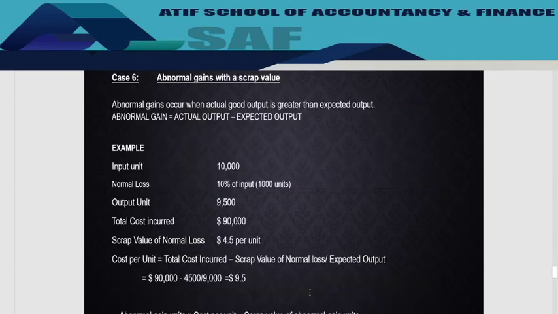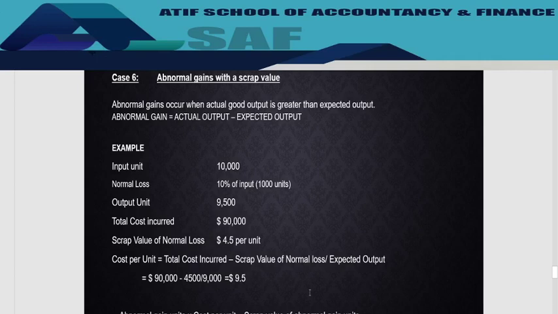Sixth case is abnormal gains with a scrap value. Abnormal gains occur when actual good output is greater than expected output, and the difference is said to be abnormal gain. For example, input units are 10,000, normal loss is expected as 10% of input, meaning 1,000 units, so the expected output should have been 9,000 units. But in this case, the output units are mentioned as 9,500 units, greater than the expected output.